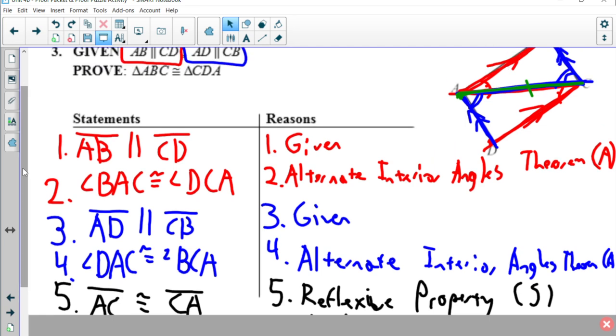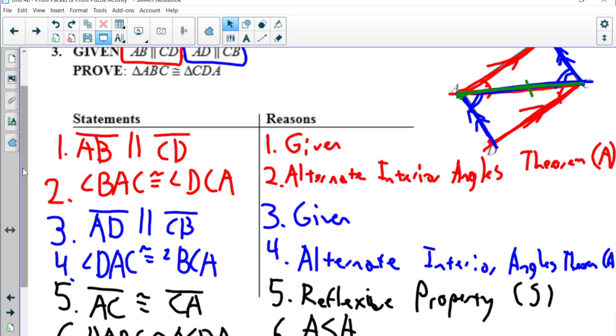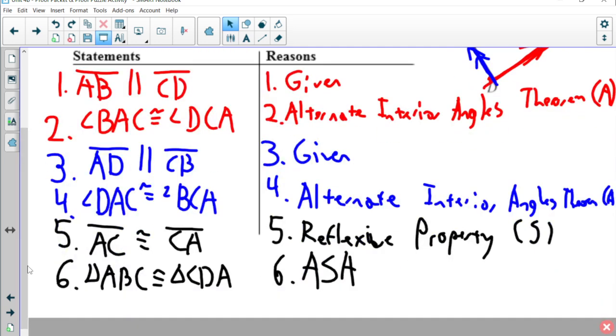Therefore, the triangles are congruent. Side included between those two angles. So once again, we're using angle, side, angle. Questions so far?